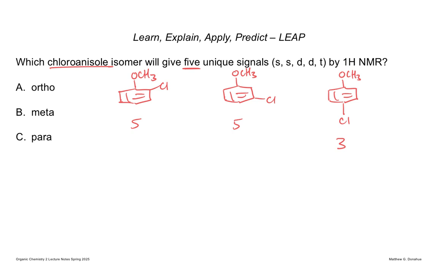So that's where we go to this multiplicity argument. There's 2 singlets, 2 doublets, and a triplet. So within those pieces of information, what isomer would be the correct response? Meta. So let me point out first, you see the OCH3 group?